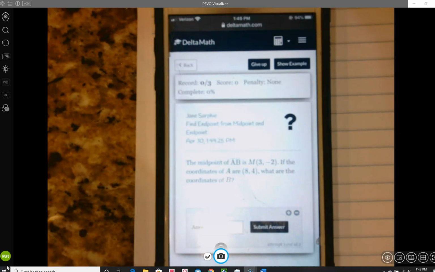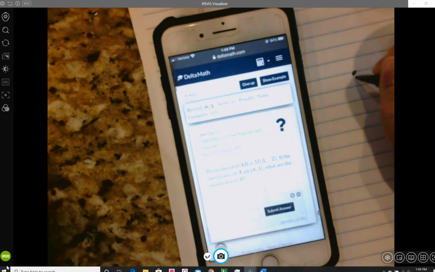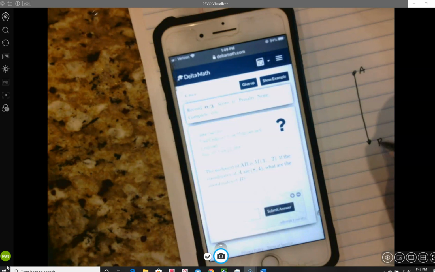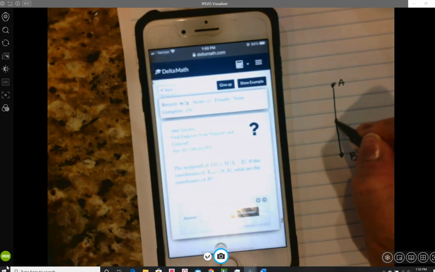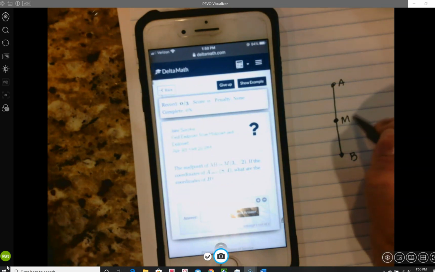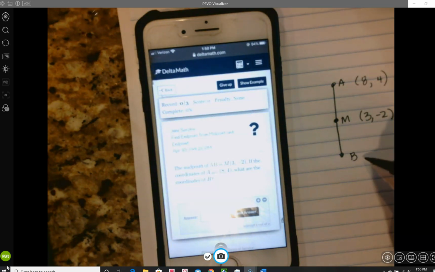I am going to go over and show my work on my notebook paper. I'm going to draw AB, so there's A and B. I'm going to put my midpoint on there, M, and that is (3, -2). The coordinates of A are (8, 4). I'm looking for whatever point B is.